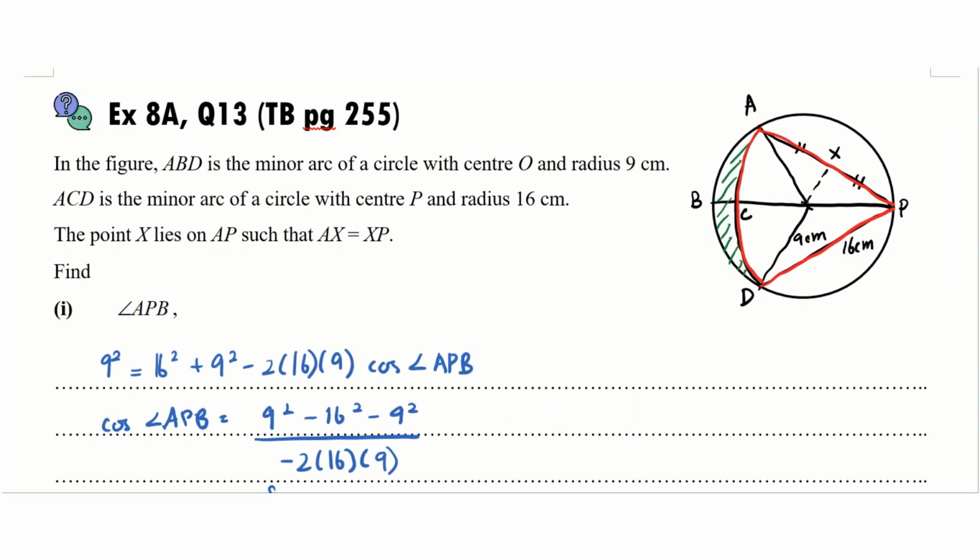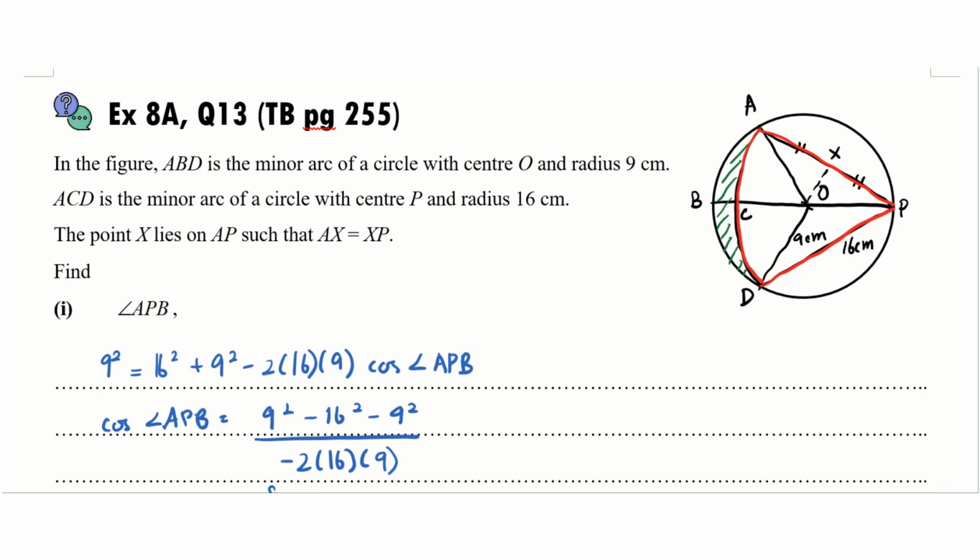Finally, we will take a look at question 13 in exercise 8A, where we are given this figure, and ABD is the minor arc of a circle with center O. Okay, so the center O is actually here. Alright, so ABD is the outer arc. Then after that, ACD is the minor arc of a circle with center P, which I have actually bordered out in red already, and that radius is 16 cm. The radius of the previous arc is actually 9 cm.